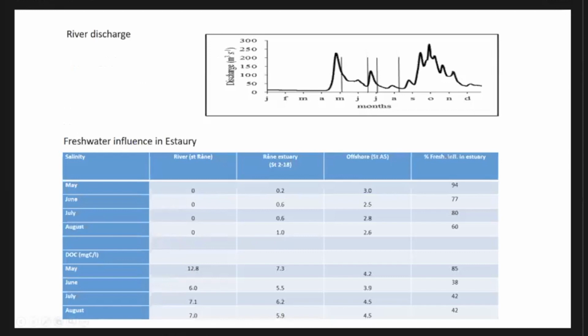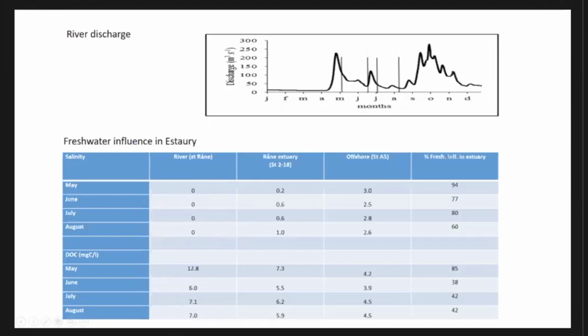And especially during spring, the estuary was really influenced by fresh water, as you can see from the salinity during different months. So the salinity was 0.2 PSU in the estuary as a mean, while at an offshore station it's 3 PSU. So you can see it's really low salinity. And the influence of fresh water decreased during the summer.